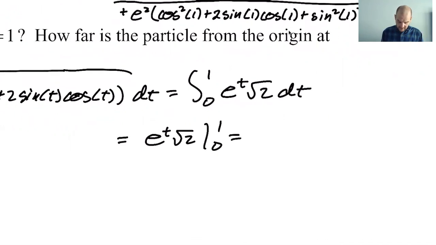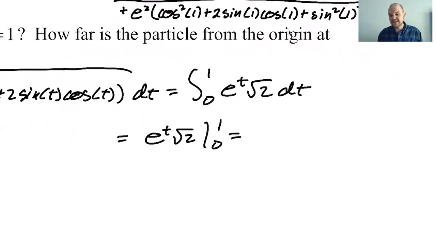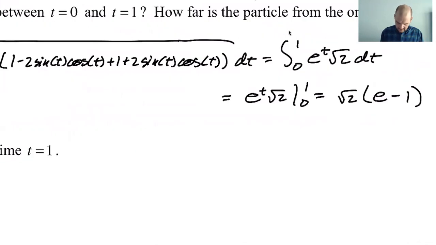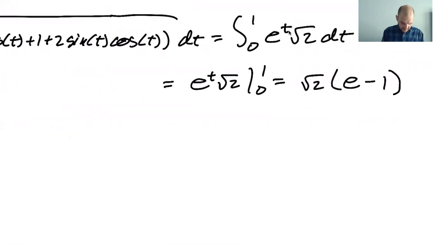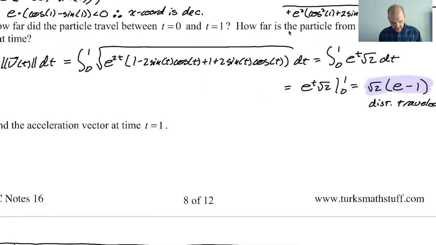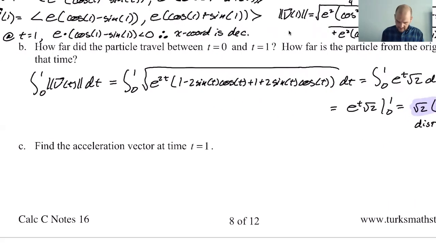Remember, when you plug in 0, it zeroes everything out, which is one of those things everybody wants to happen all the time. It's going to be root 2 and then e to the first minus e to the 0. I believe this is the distance traveled. So I'm going to highlight that. This is the distance traveled.